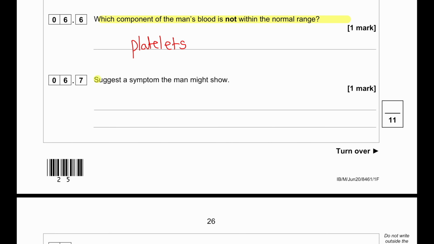Suggest a symptom that the man might show. Because platelets are needed for blood clotting, the man might have continued bleeding, or the man might receive more bruising in his body.